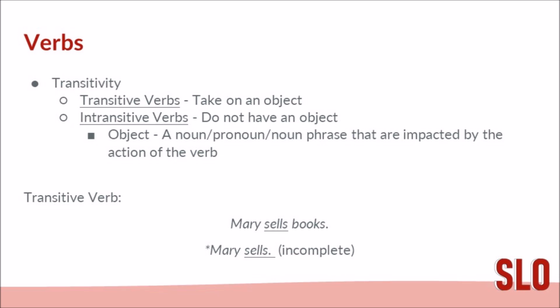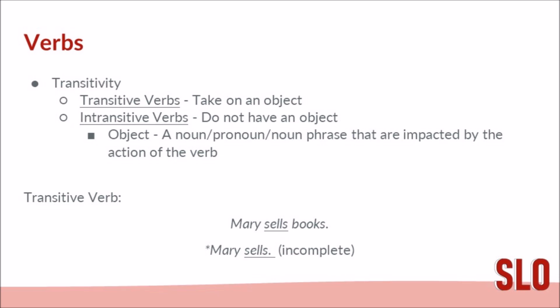When we talk about verbs, we also talk about the transitivity of verbs. Transitive verbs refers to those that can take on an object, while intransitive verbs do not have to take on an object. Object here refers to a noun, pronoun, or noun phrase that are impacted by the action of the verb.